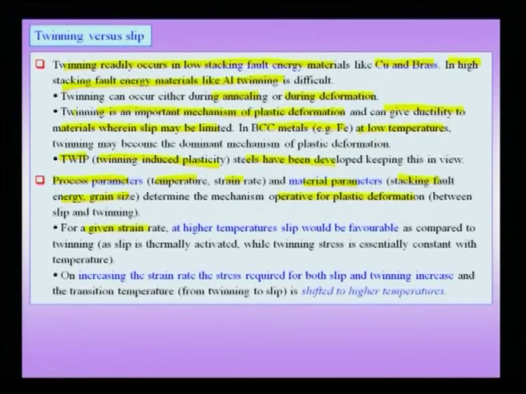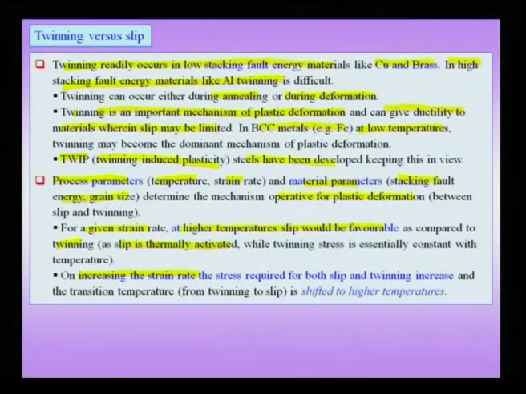Then I have to look at my process parameters like temperature and strain rate, and material parameters like stacking fault energy and grain size, to determine which mechanism is going to be predominant in a given material. For a given strain rate at higher temperatures, slip would be favorable as compared to twinning. And the reason is that slip is thermally activated. In other words, suppose I do plastic deformation and slip is the mechanism, at higher temperature my dislocation can jump from one Peierls valley to another by thermal activation. That means I need to apply lesser stress to cause this plastic deformation, and therefore slip would be preferred at higher temperatures.